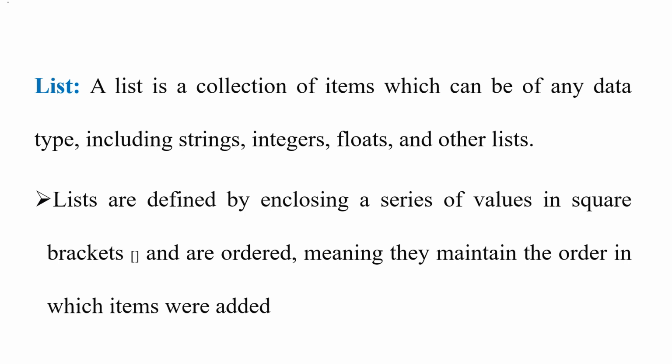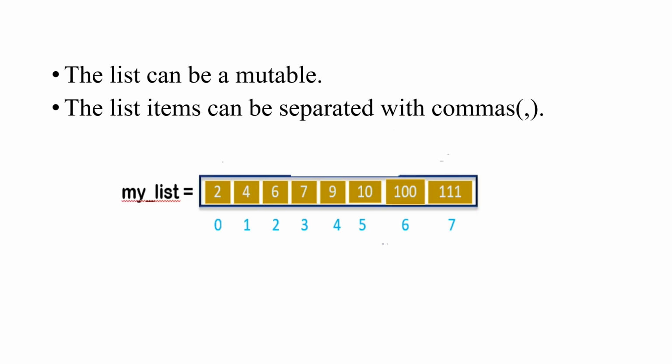Here, after creating the list, the items are placed in the order in which we give the elements while creating the list. The list is mutable. The meaning of mutable is that we can add items to the list, we can remove items from the list, and we can change items in the list. The list items are separated with commas while we are creating it.